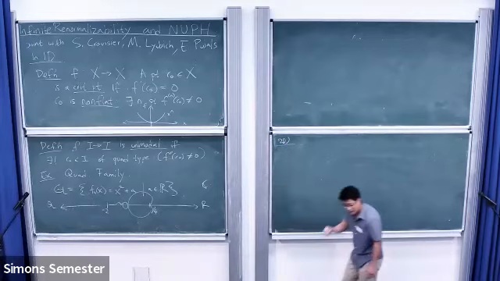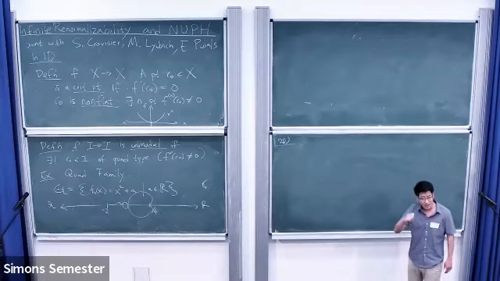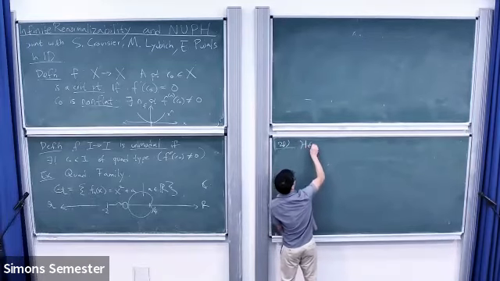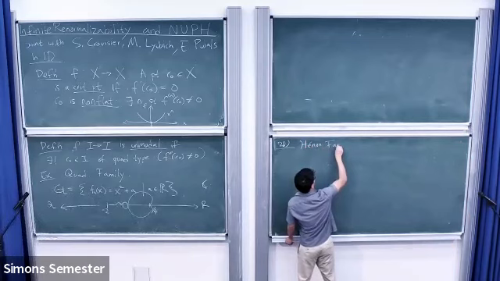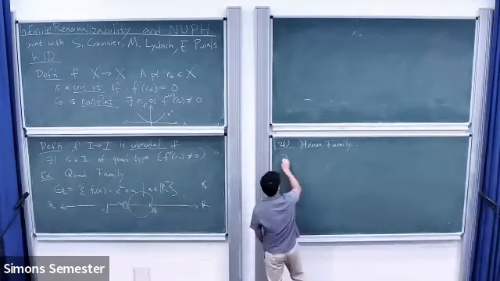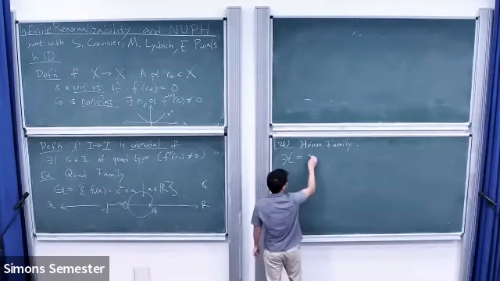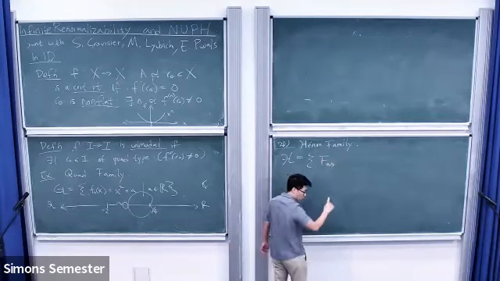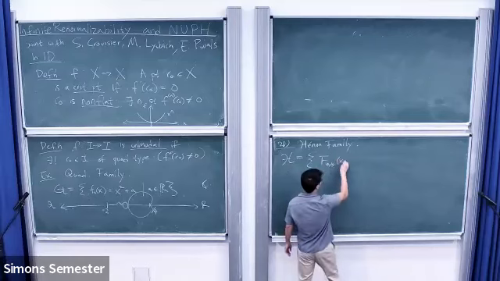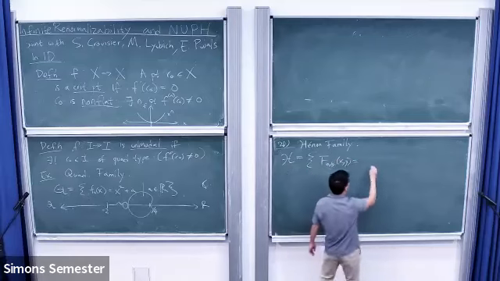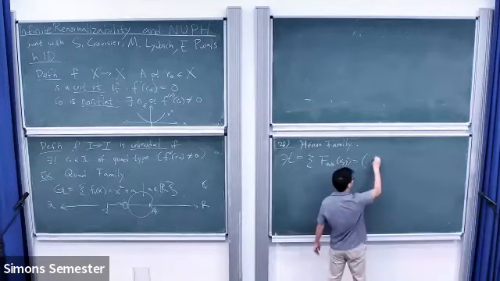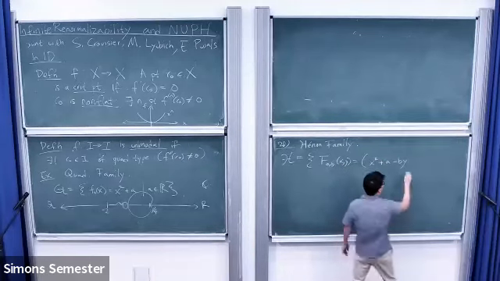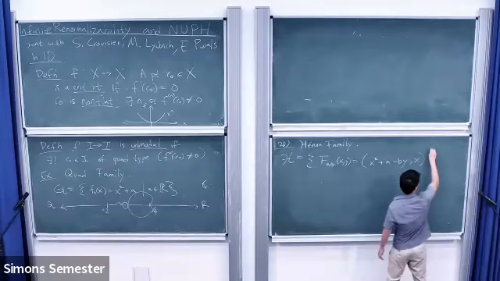In 2D, the analog of the quadratic family is given by the Hénon family, which I will parameterize in the following way. This is the family H of maps of the form F, parameterized by two real values, A and B. The first coordinate will be x squared plus A minus By, and the second coordinate will just be x.